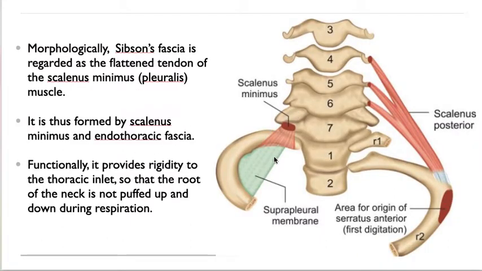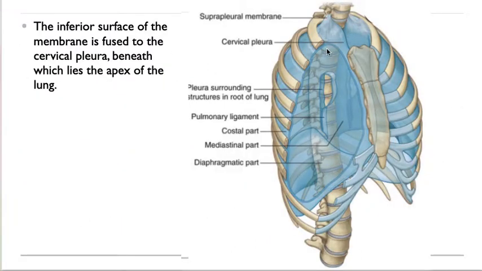Morphologically, the Simpson's fascia or the suprapleural membrane is regarded as the flattened tendon of the scalenus minimus, or the pleuralis muscle. Thus, it is formed by the scalenus minimus and the endothoracic fascia. Functionally, it is providing rigidity to the thoracic inlet, so that the root of the neck is not puffed up and down during respiration. Now, the inferior surface of the membrane is fused with the cervical pleura over here, beneath which lies the apex of the lung.